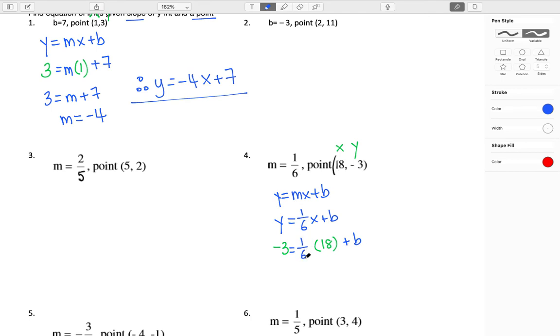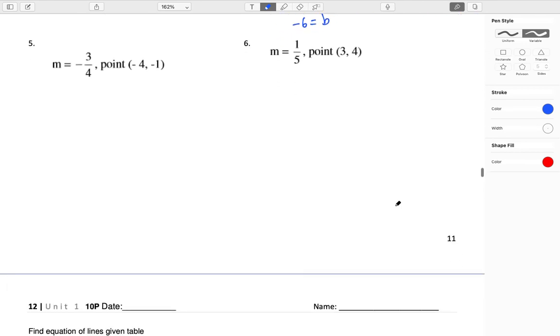So 1 over 6 times 18 is going to give me 3 plus b. And I bring 3 to the other side. So b is equal to -6. Therefore, y is equal to 1 over 6 x minus 6. And that is how you find the equation of a line, by finding the slope and y-intercept using a point.